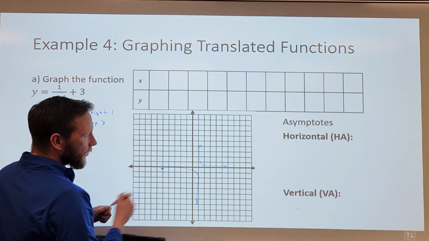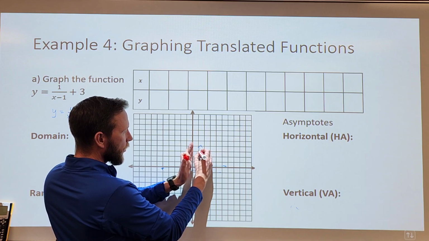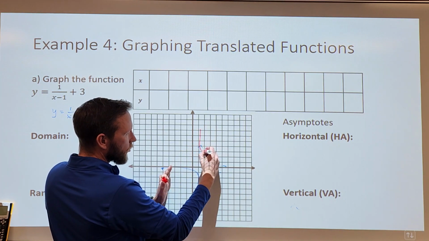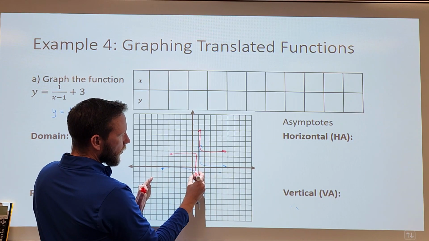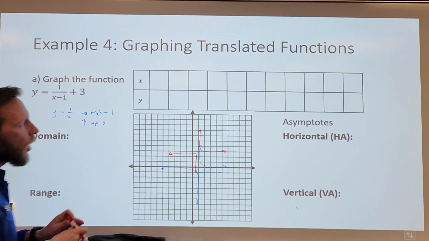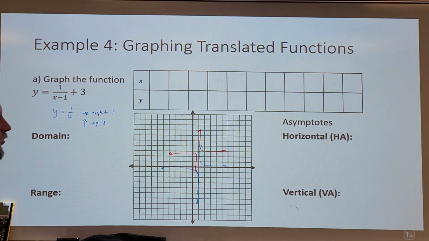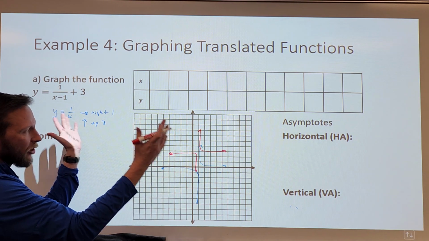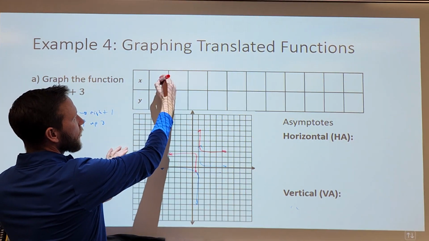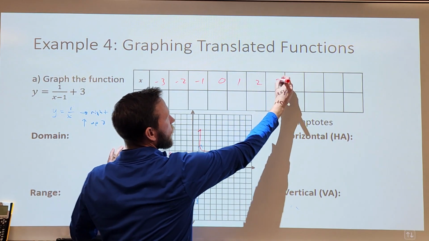And so I know that that picture is going to take, instead of 0, 0, it's going to be at 1, 3 is where it's not going to touch. And so our picture is going to look like that over here, and then like that over there. So what I want to do is pick x values that make sense to explore. I'm just going to pick some easy numbers here to deal with as we come to it. So I'm just going to go from -3, -2, -1, 0, 1, 2, and 3.